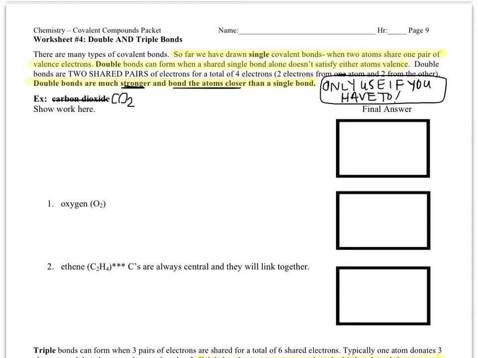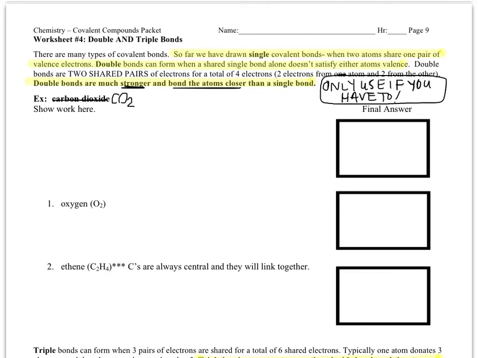Let's look at carbon dioxide, CO2. I'm going to draw this assuming that single bonds are going to work. That's how I'm going to approach this, because that's how I want you to approach these, because pretty soon you're going to get all these different types of situations mixed together. Okay, I know this is on a double bond worksheet, so it's kind of a spoiler alert.